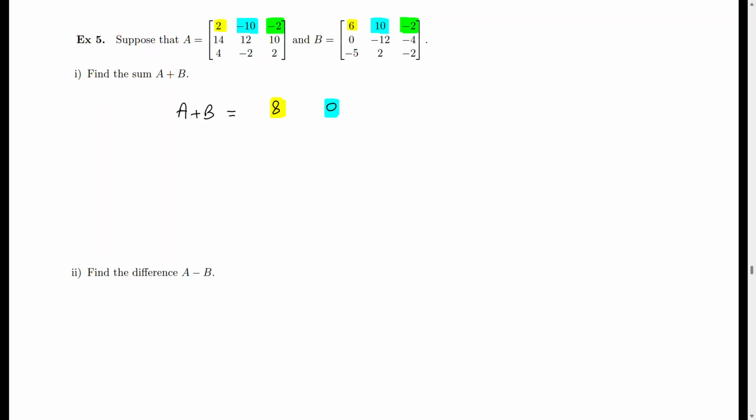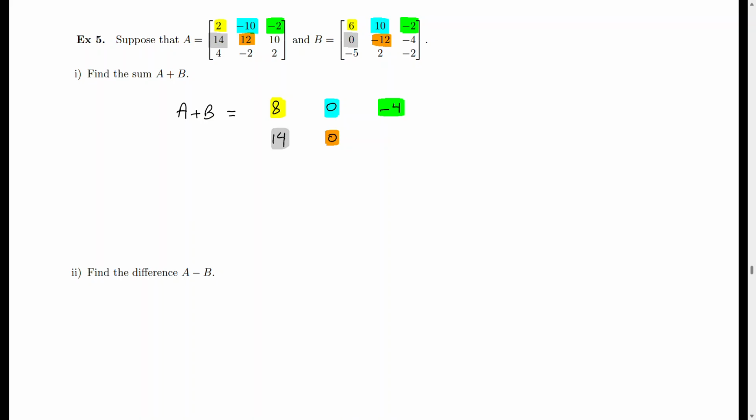We're adding them. So negative 2 added to another negative 2 will be negative 4, and so on and so forth. The next entry is 14 with 0. If I add those, I'll end up with 14. Then I'll have to do the 12 and the negative 12. When I add them up, I get 0, and so on and so forth.